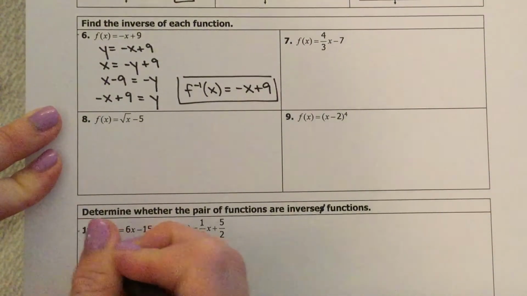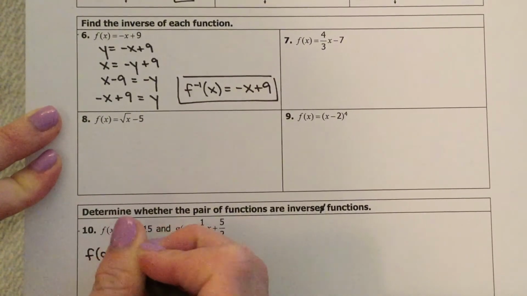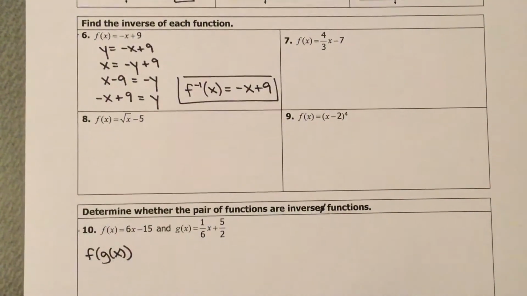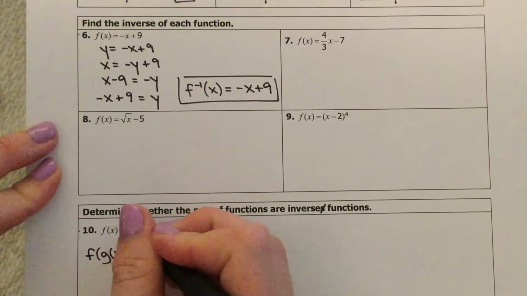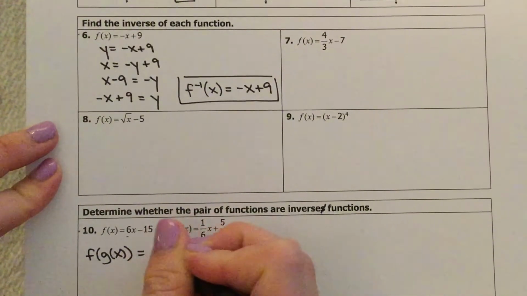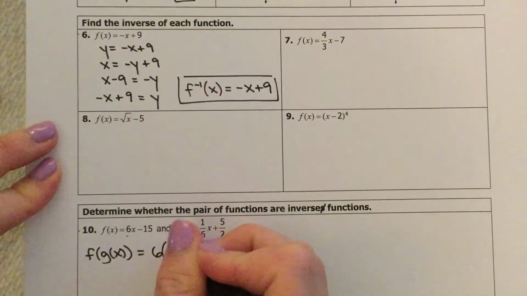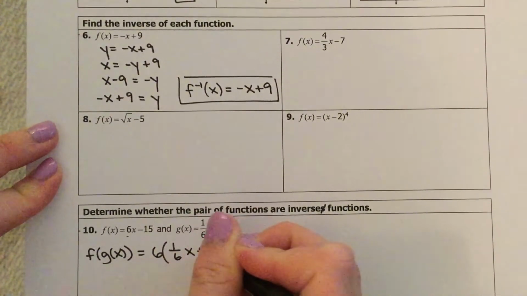So we're going to start with f composed with g. Okay, so this, remember, means you are taking function g and plugging it into function f. Okay, so we start with function f. So 6x minus 15, the x will get replaced with the entire function that we have for g.